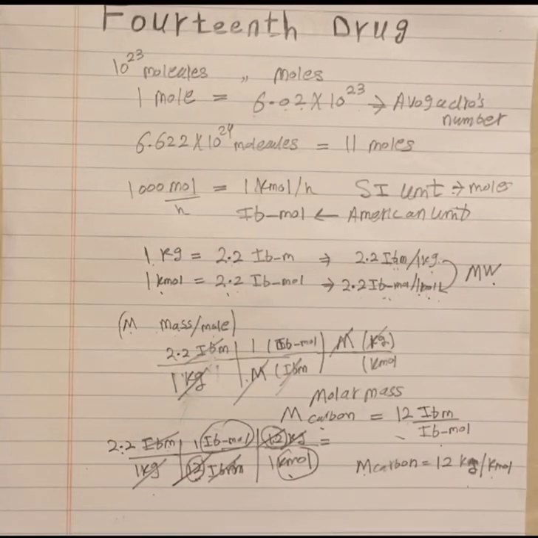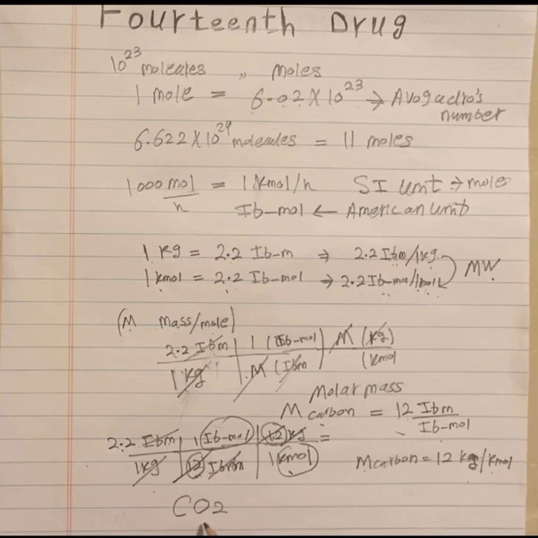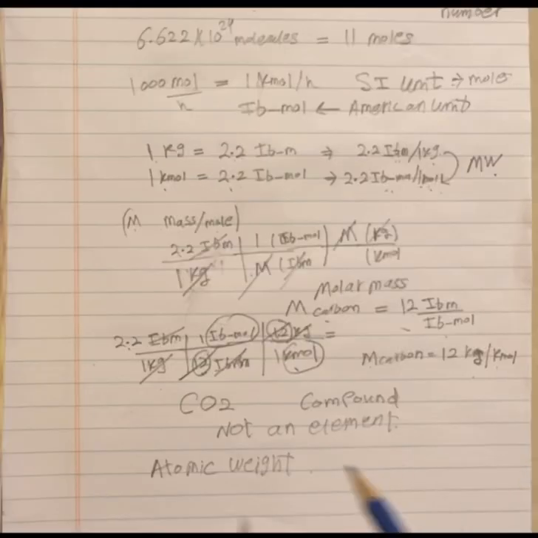We'll keep referring to molecular weight if we have only a single element. But if we have a compound like carbon dioxide, the criminal that's responsible for global warming, it's not an element. An element consists of only one single atom. A compound consists of many atoms together or many elements together: carbon with oxygen and with another oxygen. Element and compound cause us to define what we call atomic weight.